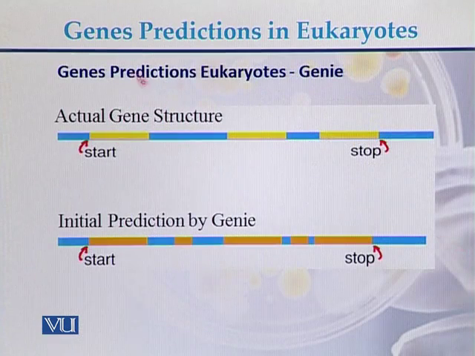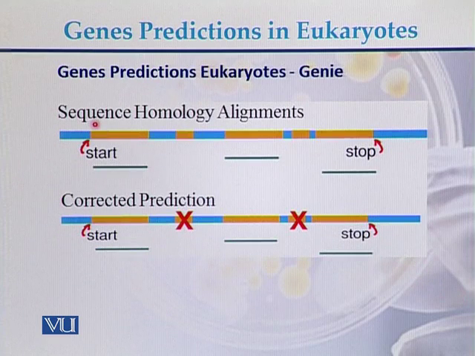Here is an example of gene prediction in eukaryotes. This is the actual gene structure. Here we can see this is an exon, the next exon, and the next exon. Here is the start codon, and here is the stop codon. With the help of GENIE, the initial prediction can be in the form of exon 1, and some other exons can be identified by GENIE. So here we can see that initially it has identified 5 exons.